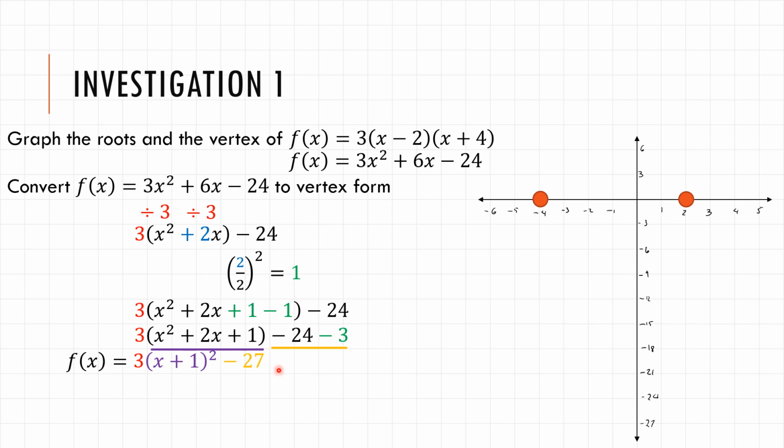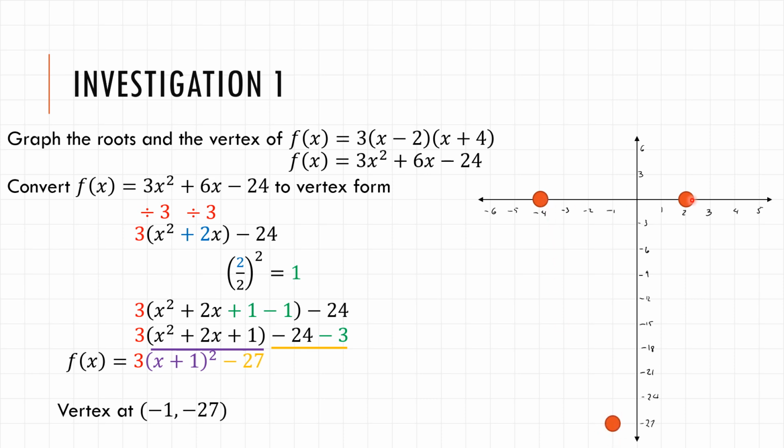And that can tell me very easily that the vertex is going to be at -1, the negative version of whatever this number is, and -27. And I can plot that out here. So that's -1. There's -27. That vertex will go right over there.